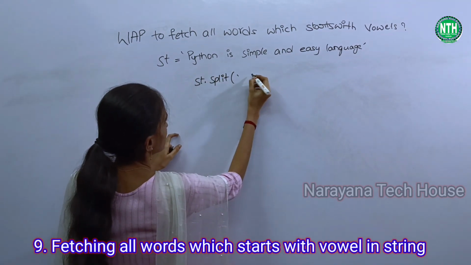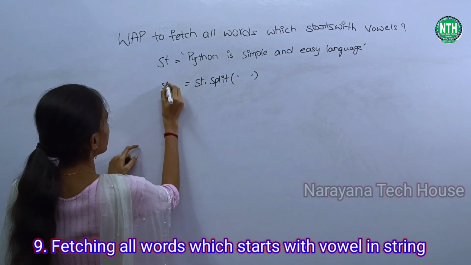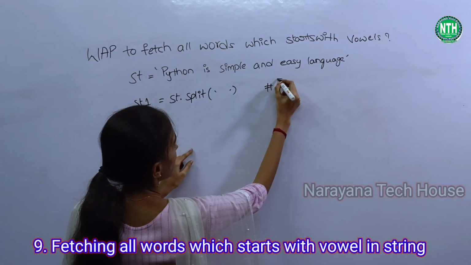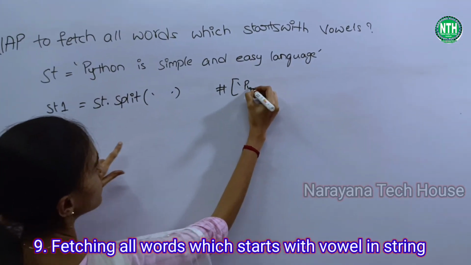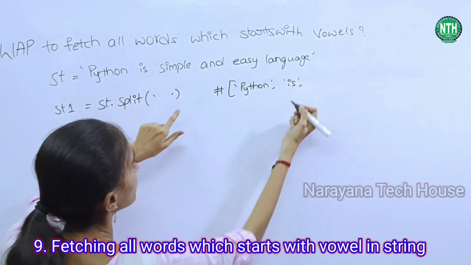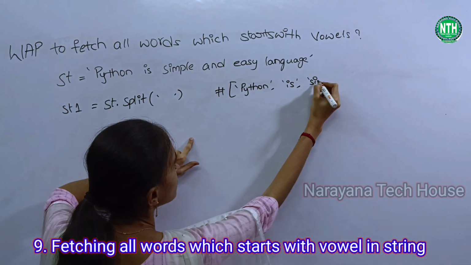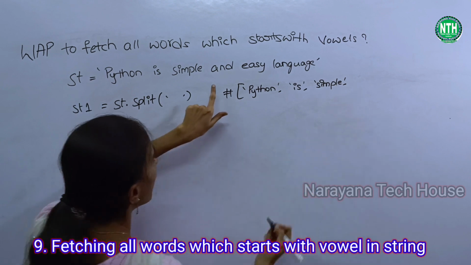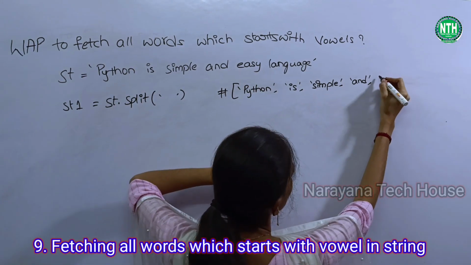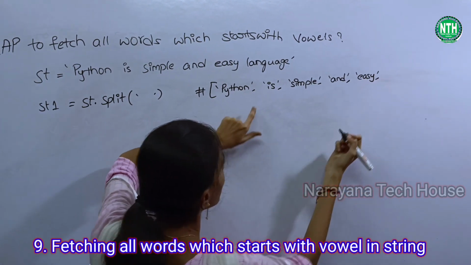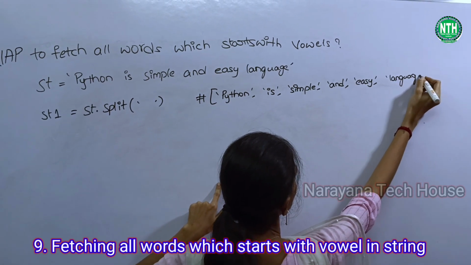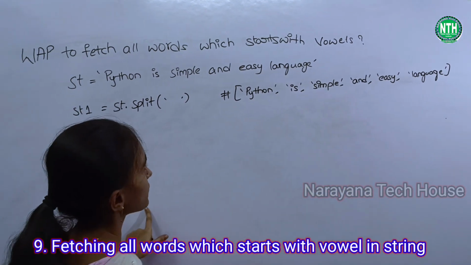Wherever space is there, assign it to one variable, st1. So it displays in list format like this: Python, is, simple, and, easy, language. It displays in list format.